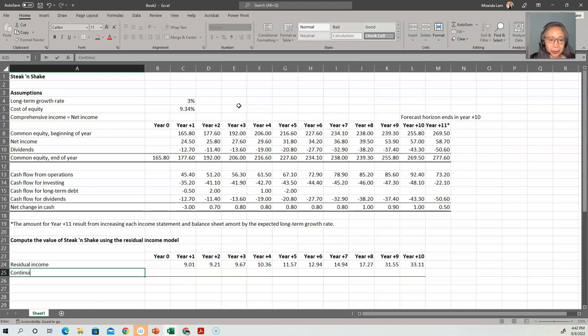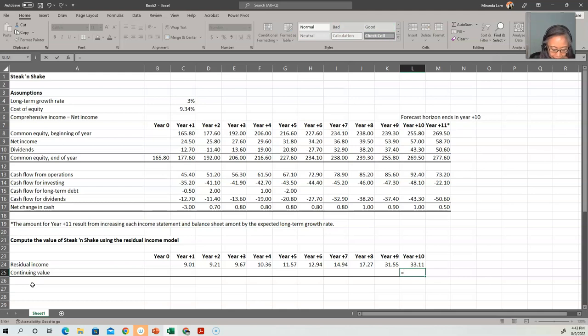Then we have continuing value. Once again, if you don't have the formula handy, make sure you pause the video, go get your formula. I really encourage you to try to write the equation on your own, and then you can play the video to check that you get the correct formulas.